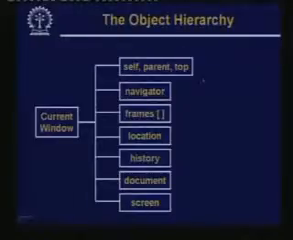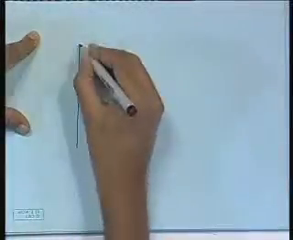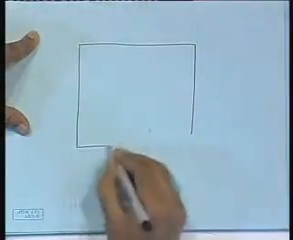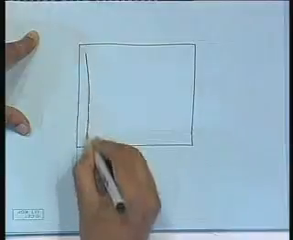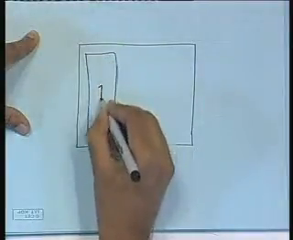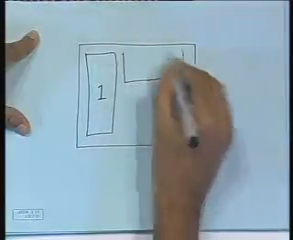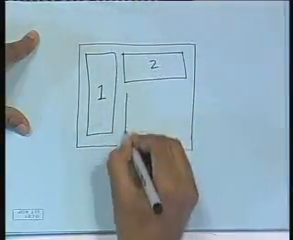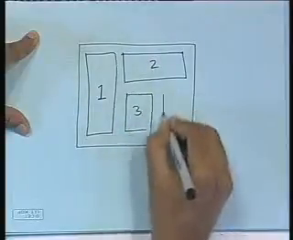Now, in addition to this, there is the navigator object whose usages we had seen earlier in order to get the versions of the browsers. Frames. If a window has several frames, you will get an array of frame objects. The idea is like this. Suppose you have a window being displayed on the screen, and this window consists of several frames. This is frame 1, this is frame 2, this is the third frame, this is the fourth frame.